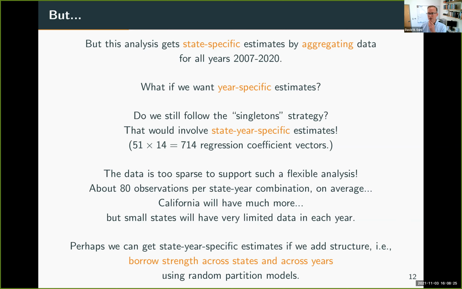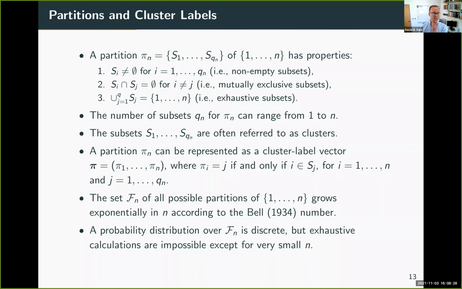Okay, so let's talk about random partition models, and in particular, some notation for partitions. A partition pi is a set of subsets of the integers 1 to n, such that the subsets are non-empty, mutually exclusive, and exhaustive. Now, the number of subsets in a partition pi can range from 1 to n.